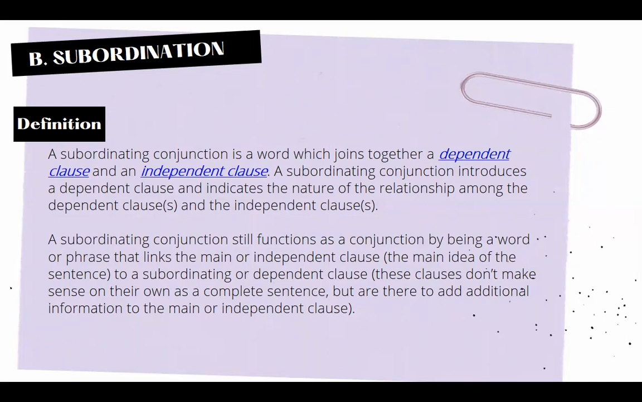Subordinating conjunctions still function as conjunctions by being a word or phrase that links the main or independent clause, the main idea of the sentence, to the subordinating or dependent clause. The clauses don't make sense on their own as a complete sentence, but are there to add additional information to the main or independent clause.